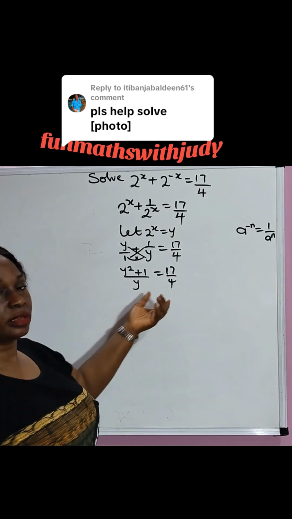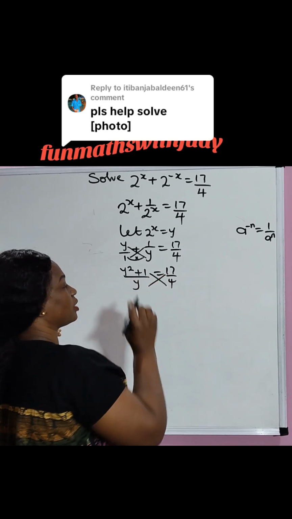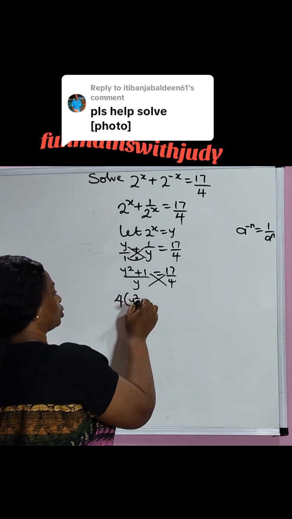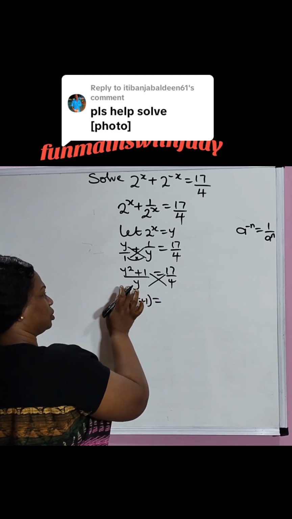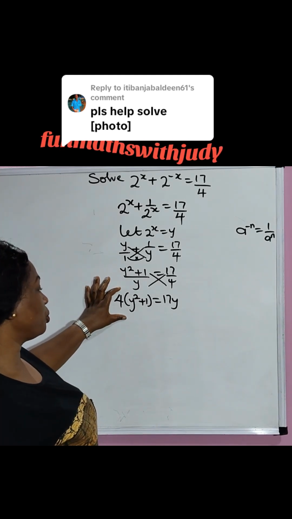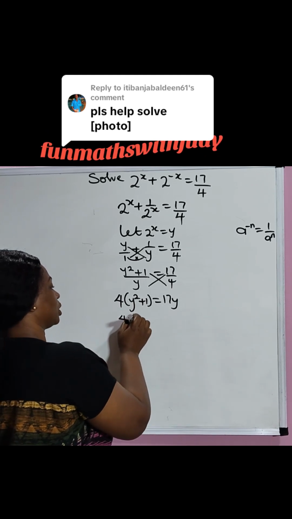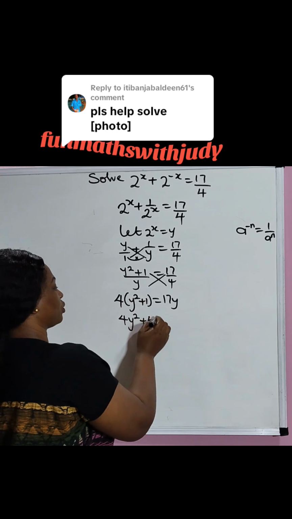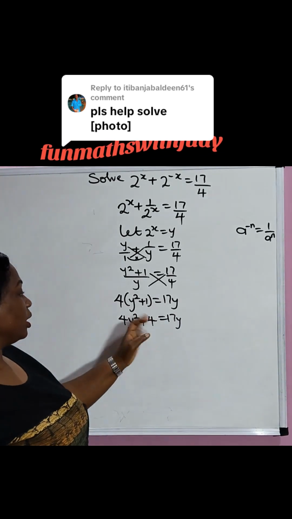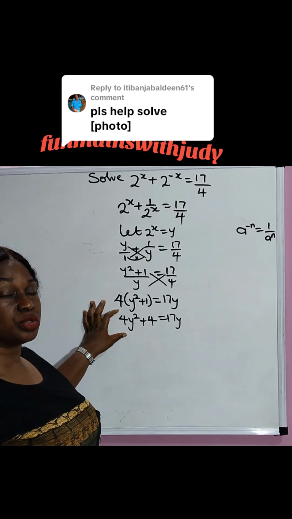At this point, you are going to cross multiply. So we have 4 times y square plus 1 is equal to y times 17 will give us 17y. Now let's open this bracket. 4 times y square will give us 4y square plus 4 times 1 will give us 4 is equal to 17y. This is now a quadratic equation. So at this point, we are going to equate it to 0.